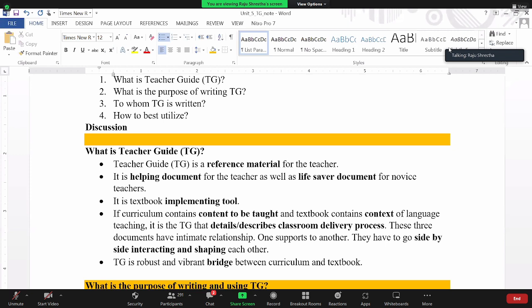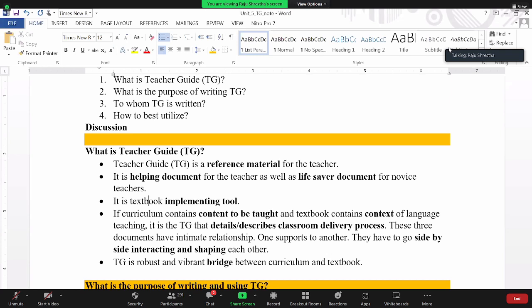Then if he gets this TG, and TG provides every detail of how to conduct the classroom according to the textbook, then he gets very new ideas, meaningful ideas, and can use them in the classroom. Then it will be a lifesaver, his life gets saved. So this is what I call a lifesaver document. I realized this, and I have used the word lifesaver document. Okay, helping document, you understand. Lifesaver document, you understand. I have added.